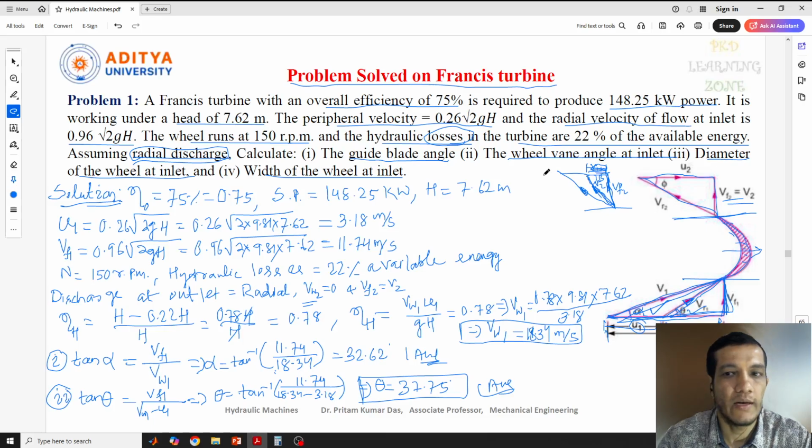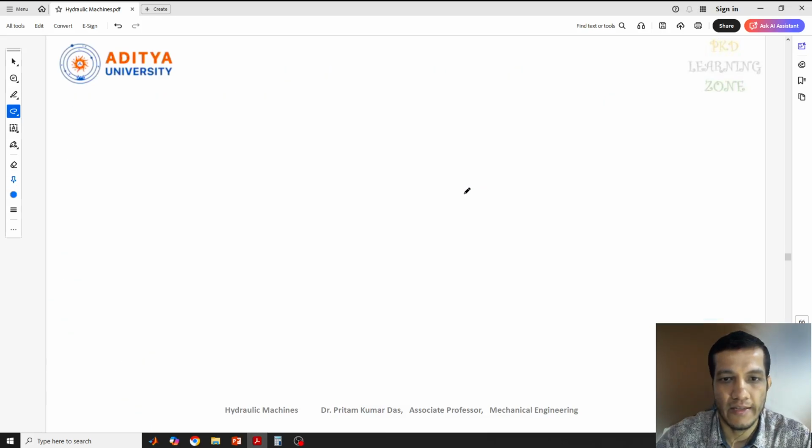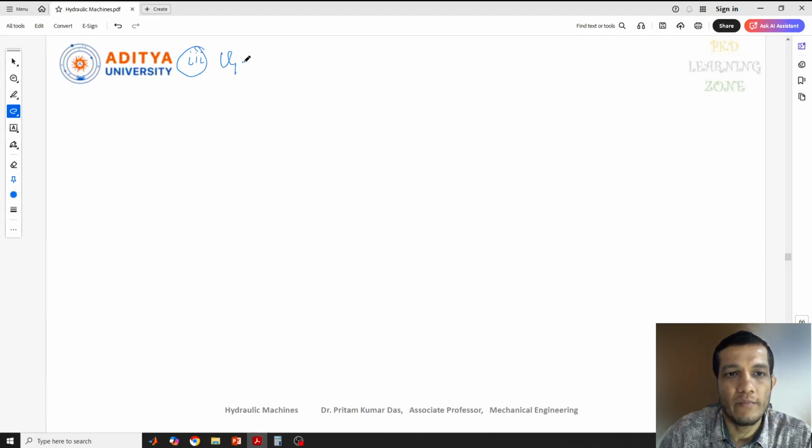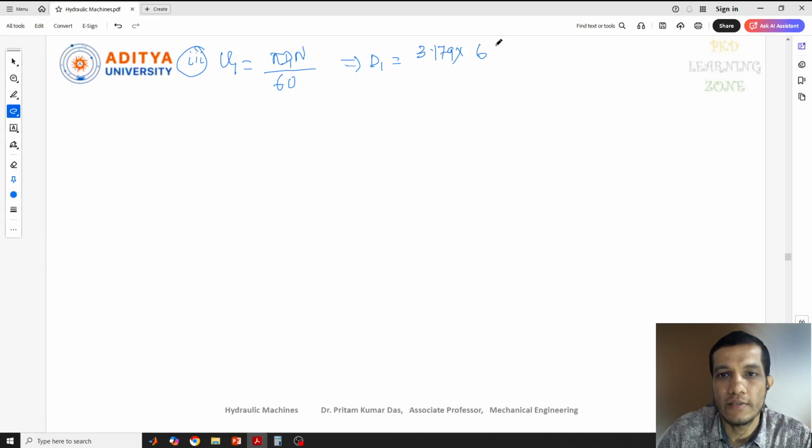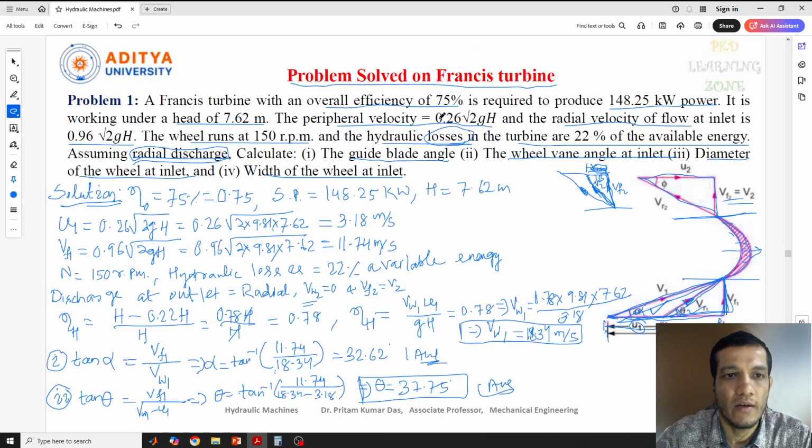Now we'll go for the third one, which is given diameter of the wheel and width of the wheel. So these things also we can calculate, but we need to go a little bit lengthy. So first one, diameter of the wheel, the third point we can write. The D we can identify from the formula of peripheral velocity, that is U1 equal to pi Dn by 60. We know this formula. So you can write D1 equal to U1. What is the value of U1 we got? We got 3.179 into 60 divided by pi into n value, how much is given?